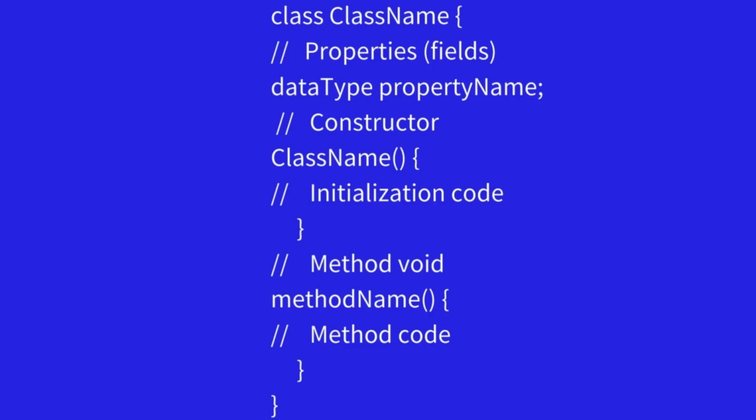This structure helps keep code organized, reusable, and easy to manage. By using classes, we can create real-world models in our programs, making the code more structured and scalable.